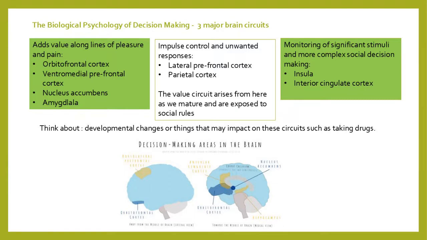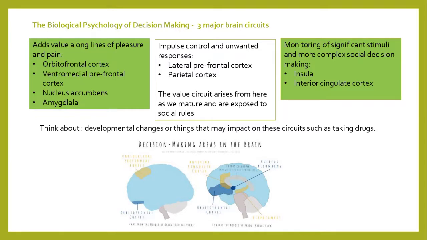So in our brain, obviously making all of these decisions, there's different representations of things, visual, all sorts of things happening. So there are 3 major brain circuits. You can send a link. Thank you very much. There are 3 major brain circuits in decision making.